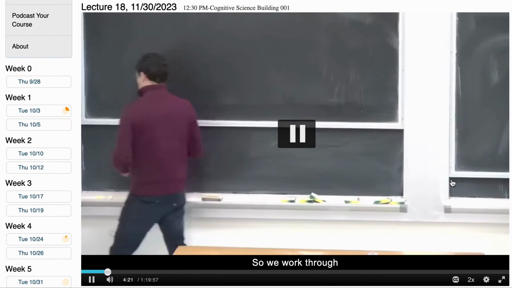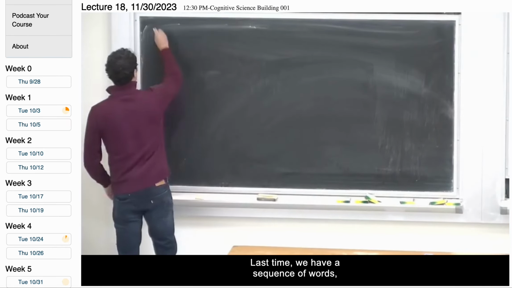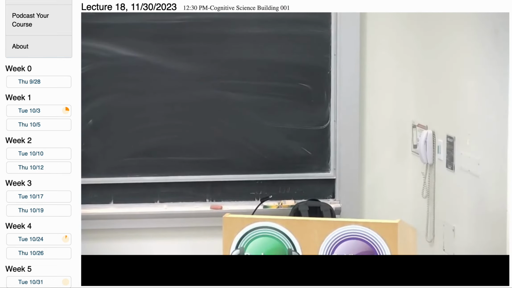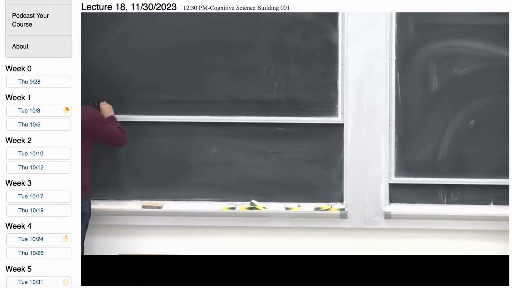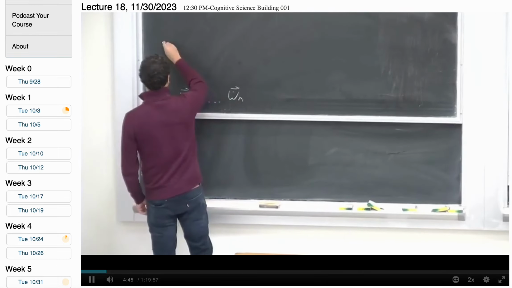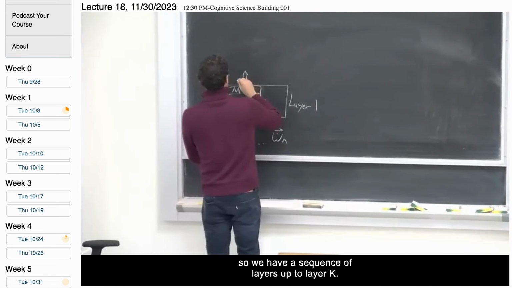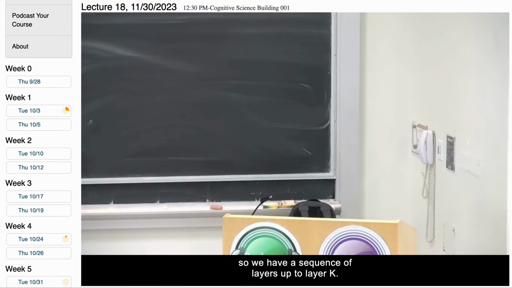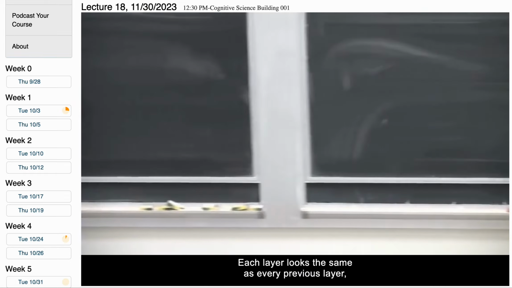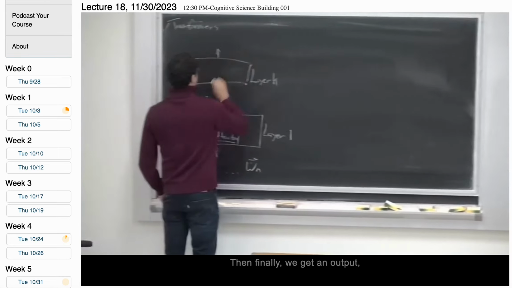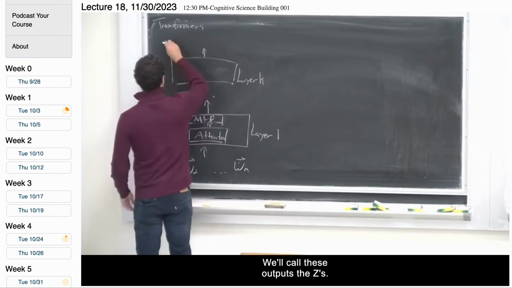Transformers. So we worked through the full definition of the transformer last time. We have a sequence of words. So we have a sequence of layers up to layer K. Each layer looks the same as every previous layer, except they have different weights, so different numbers in the weight matrices. And then finally, we get an output. We'll call these outputs the Z's.